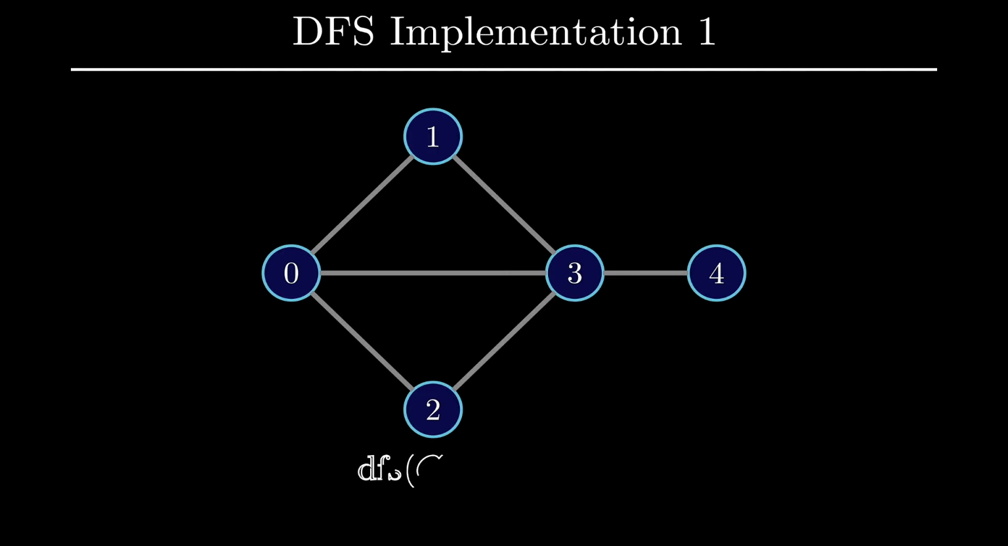Let's now talk about implementation. It helps to try to figure out the implementation on a smaller graph since it has fewer moving parts. Here's one valid DFS ordering for this graph.